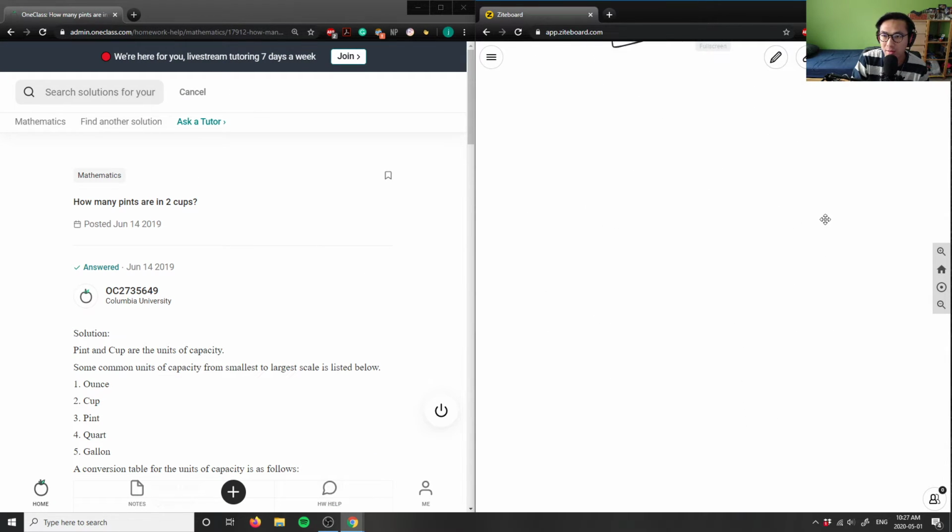We have number 10 here. It says how many pints are in 2 cups? I believe I only have 2 more questions actually for the set, just because I picked a repeat. So I might have to pick some more questions for us later on.